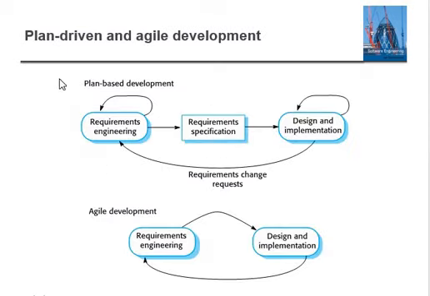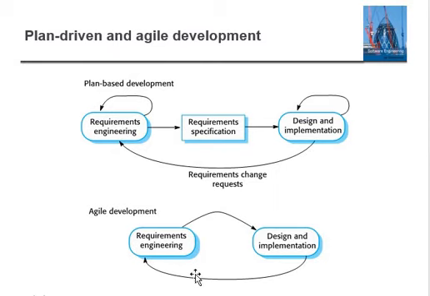Then this is the architecture, a comparison between the plan-based development, the development process we have seen, compared with the waterfall model, and this is agile development. There is requirement engineering connected with the requirement specification, connected with the design and implementation. So you can see there are so many processes, so many phases, and so many documents going here.